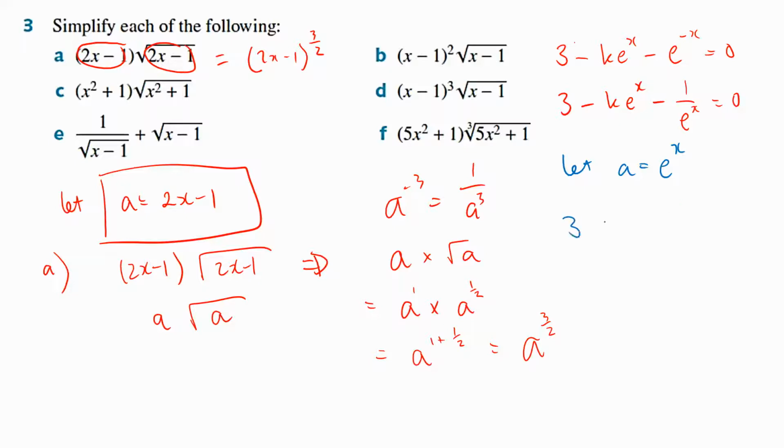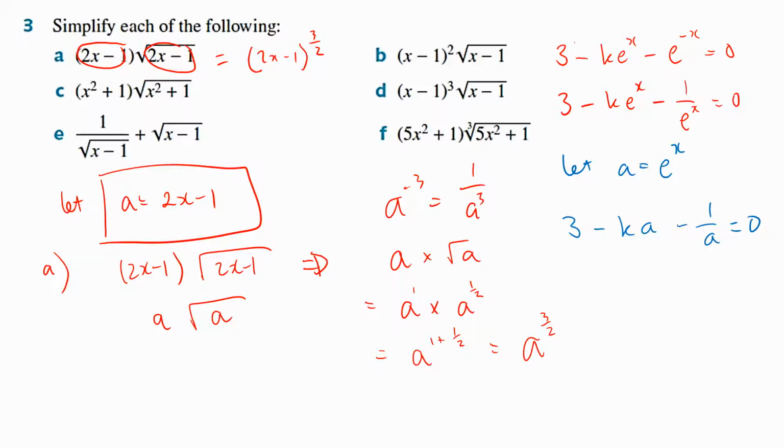You now have 3 minus ka minus 1 over a equals 0. And remember when I said to you guys from the very day one, if you don't like fractions, how do you get rid of them? How do you cancel it? If you don't like divide a, you don't like that fraction. Well then the opposite of dividing by a is times a. Times every single thing by a, and suddenly you get a quadratic equation.